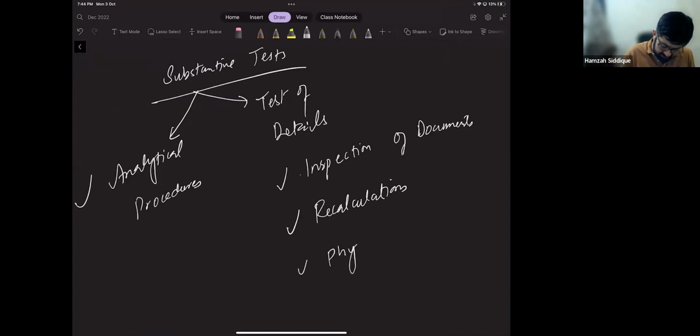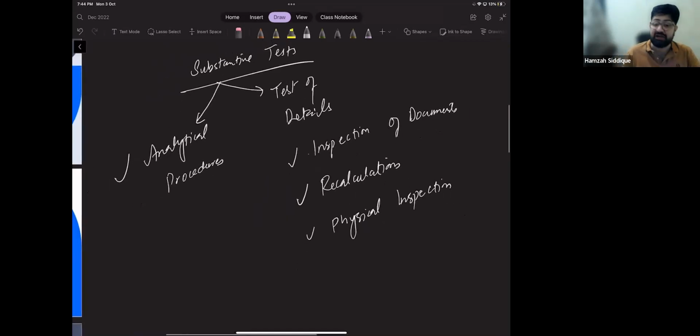Physical inspection of items, non-current assets, to check they are owned by the company, their physical condition, and that they are being used by the company. So physical inspection of assets and the company's facilities are called tests of details.